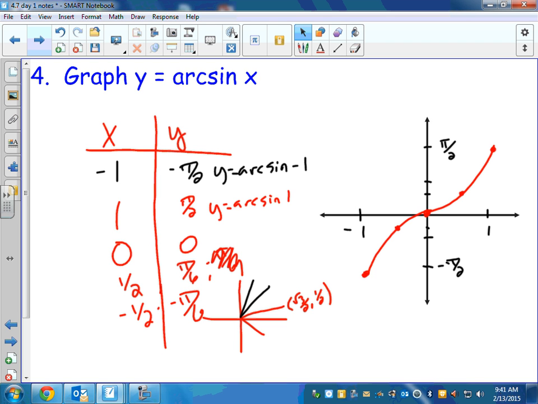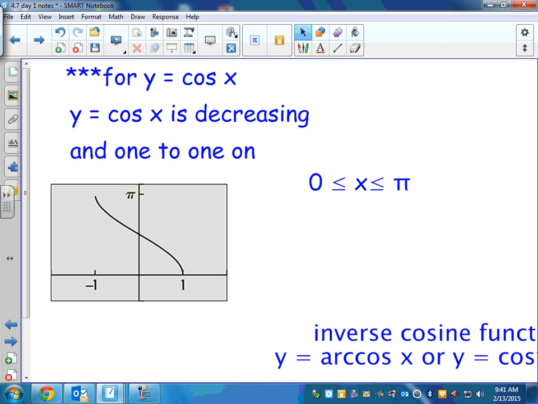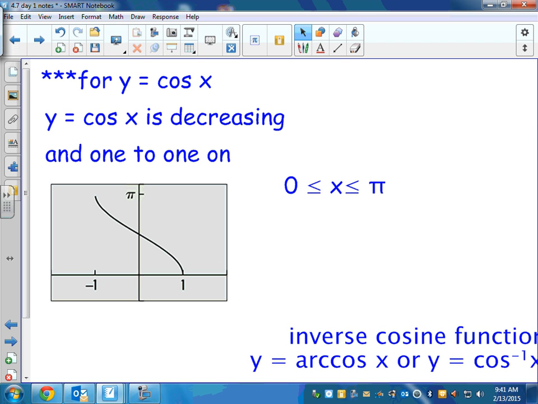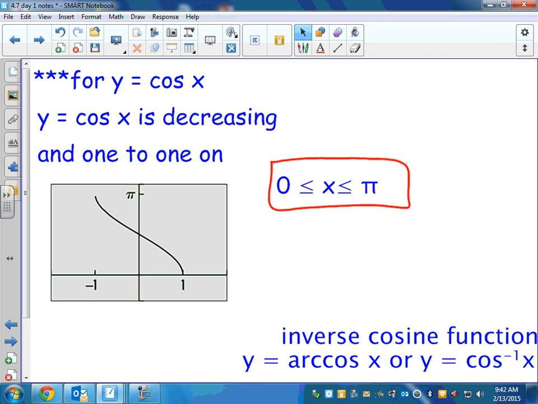So let's talk about cosine. Cosine also fails the horizontal line test, so we have to restrict the domain: where does it cover all the values, where is it strictly increasing or decreasing, where does it pass the horizontal line test. So for cosine of x, cosine is decreasing and one-to-one on this interval. So you need to say that inverse cosine, maybe you can just write the bottom stuff here, and this up here.